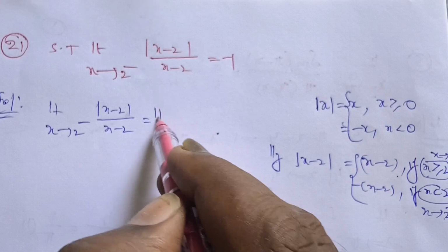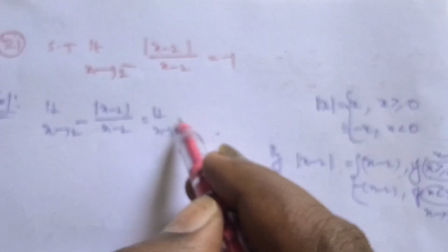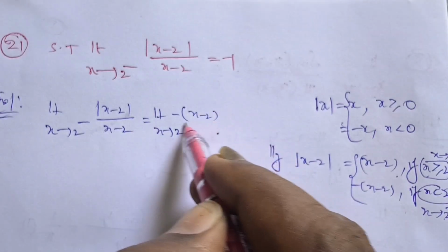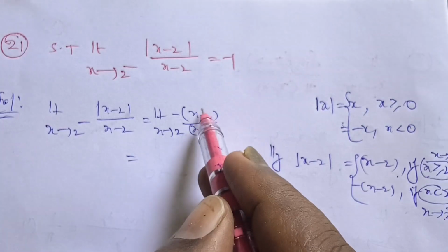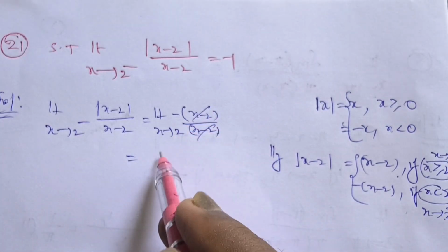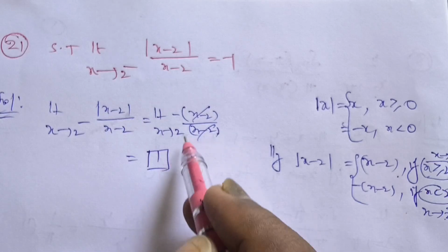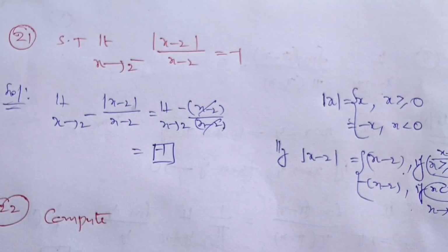So here modulus of x minus 2 can be taken as minus of x minus 2, by the definition. So x minus 2 cancels. We have minus 1 by 1, that is equal to minus 1.